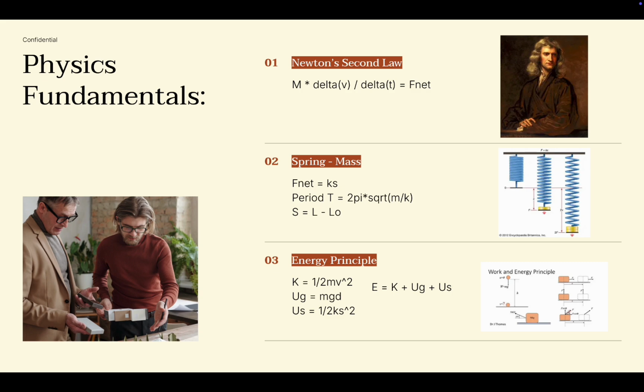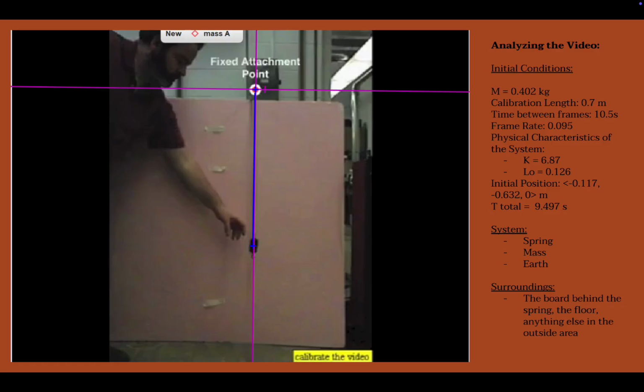Kinetic energy is equal to 1/2 mass times velocity squared. Potential gravity energy equals mass times gravity times distance. Potential spring energy equals 1/2 k times s squared. Now that we have that out of the way, we can begin to analyze our video.